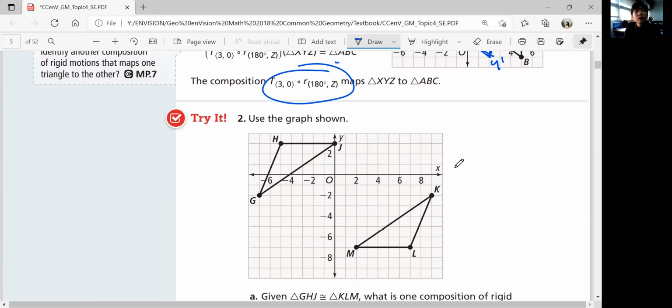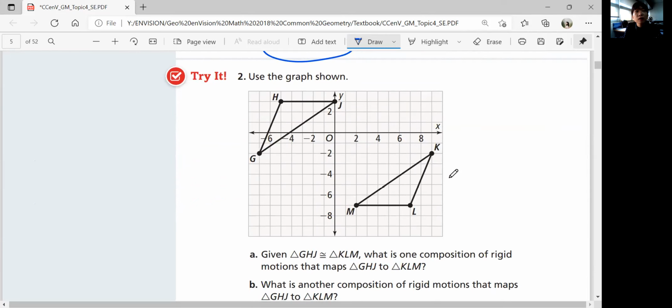Try number 2. Let's use the graph shown. Part A, given the triangles are congruent, what is one composition of rigid motions that maps GHJ to KLM? Again, it doesn't have to be one exact answer. You can reflect over a line, but it has to be a composition, so you can do a glide reflection, or you can do a rotation. But notice that G maps to K.